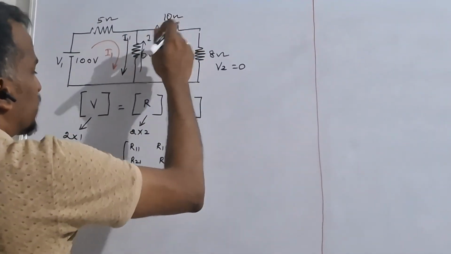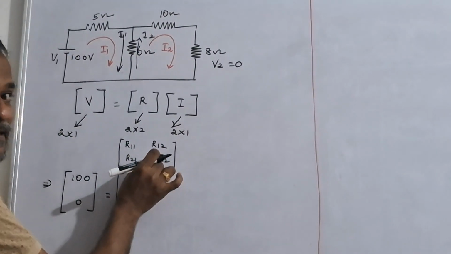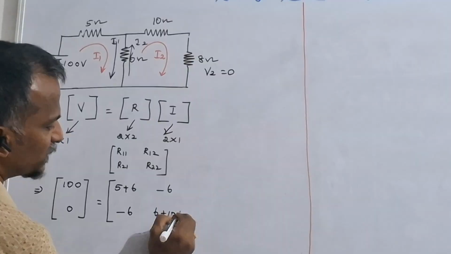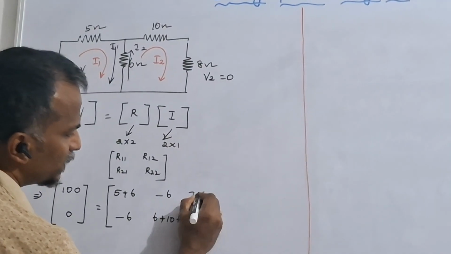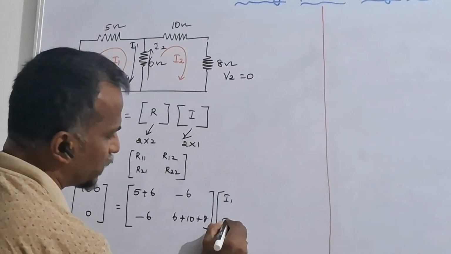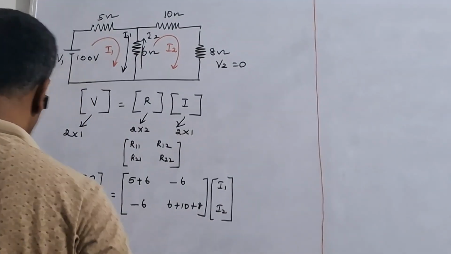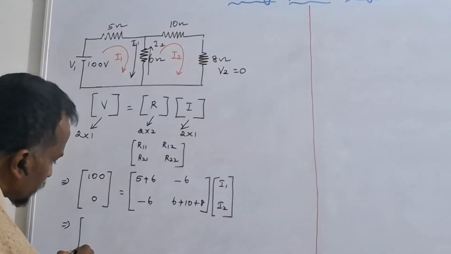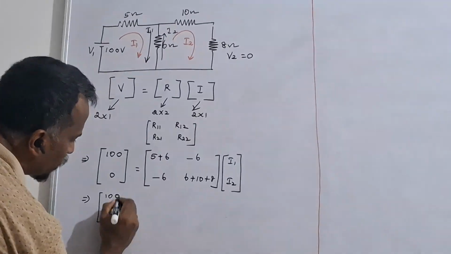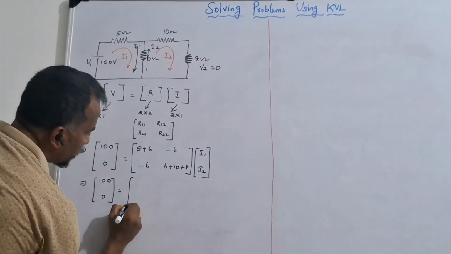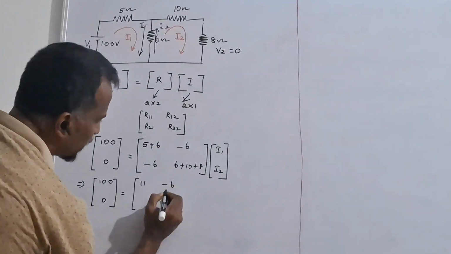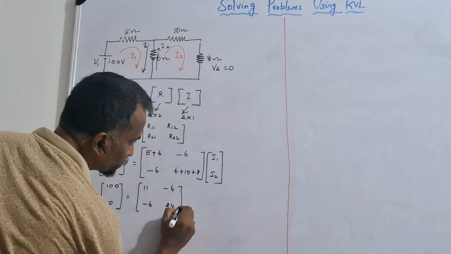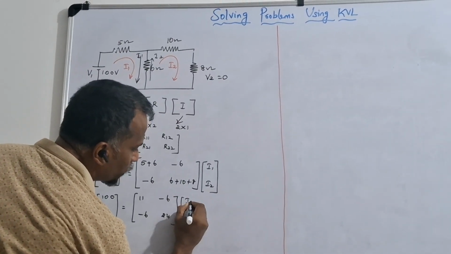Then the second loop. What is the total resistance in the second loop? That means 6 plus 10 plus 8, into the currents I1 and I2. So when we simplify this equation, we can write 100, 0 is equal to 11, minus 6, and 24, into I1 and I2.